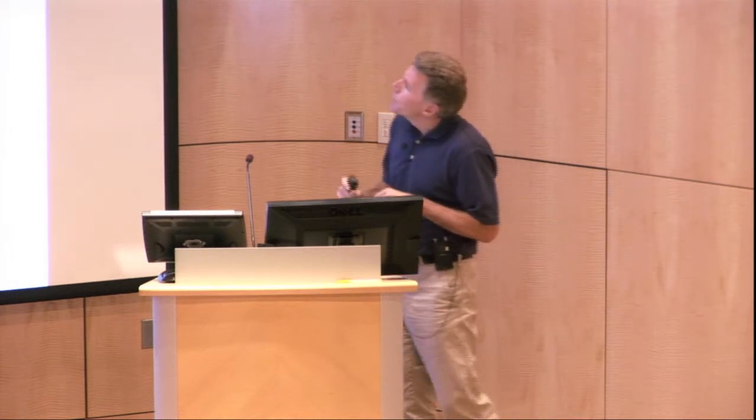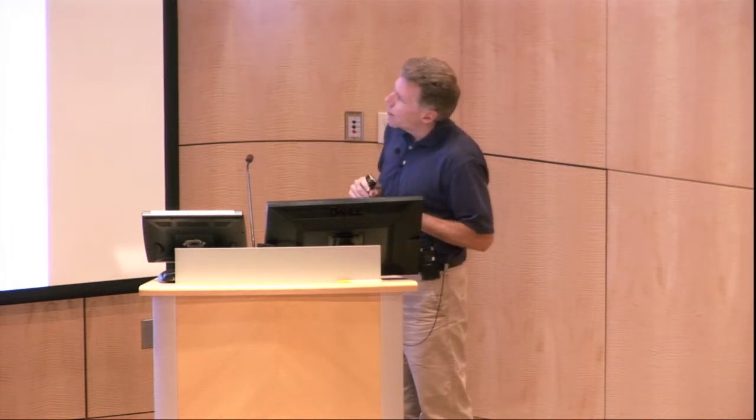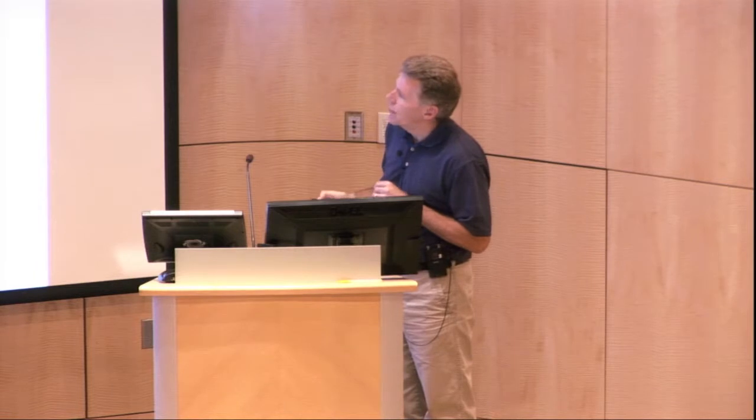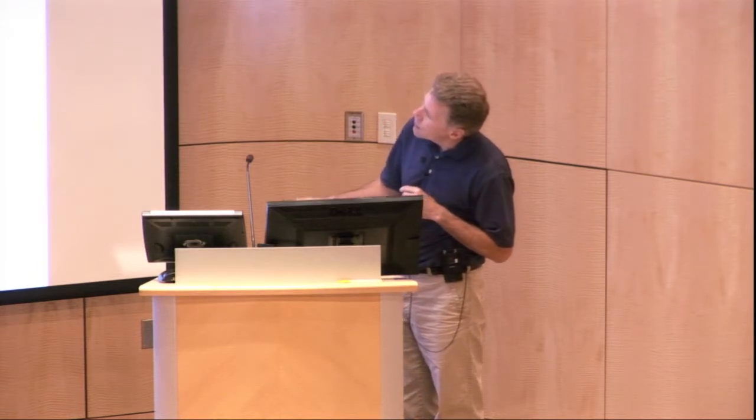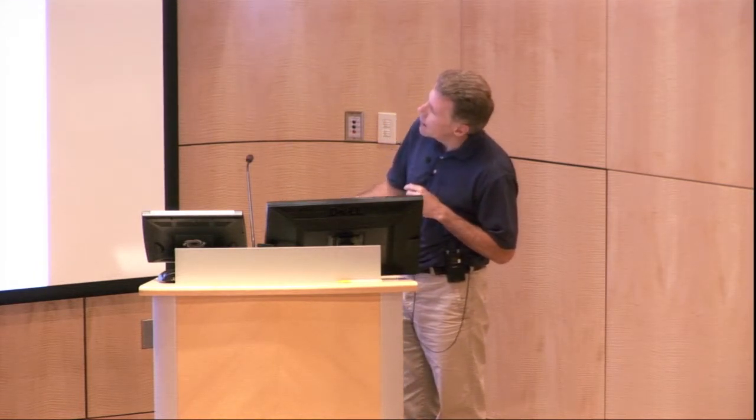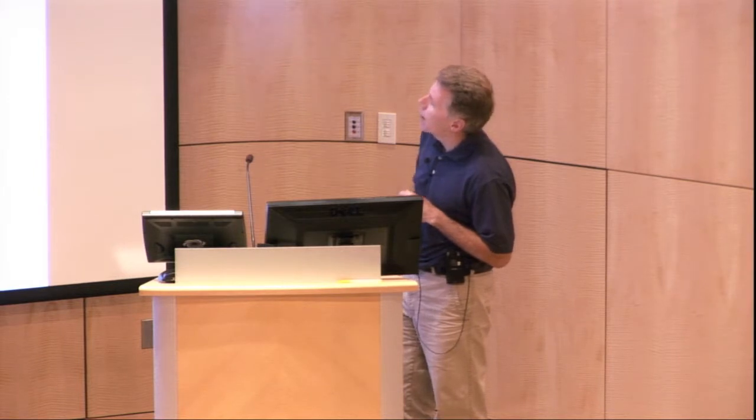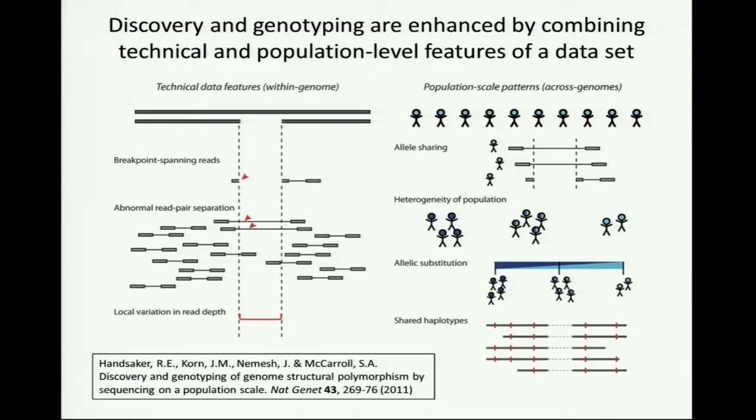So the idea behind Genome STRiP is that we want to combine both the technical features of the data, these split reads that I talked about, and read pair spacing, and looking at the depth signal, and we want to combine those with population scale patterns that we expect in humans. Because most structural variation that we're going to detect in normal people, not looking at tumor normal cancer projects, most of what we're going to detect is actually shared variation.